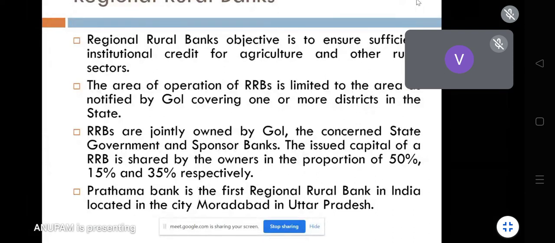For making an RRB, 35% of the money will be issued by the sponsor bank, or the main bank in that area. So I was saying that if some bank is constructed near our college, then the main bank in that surrounding will give the money. Mostly you will see that it is either Andhra Bank or Punjab National Bank. Then Prathama Bank is the first RRB in India, located in the city of Moradabad in UP. So all of you remember, the first RRB of the country is Prathama Bank. All of you know Prathama means first. Okay. Right. Then next.